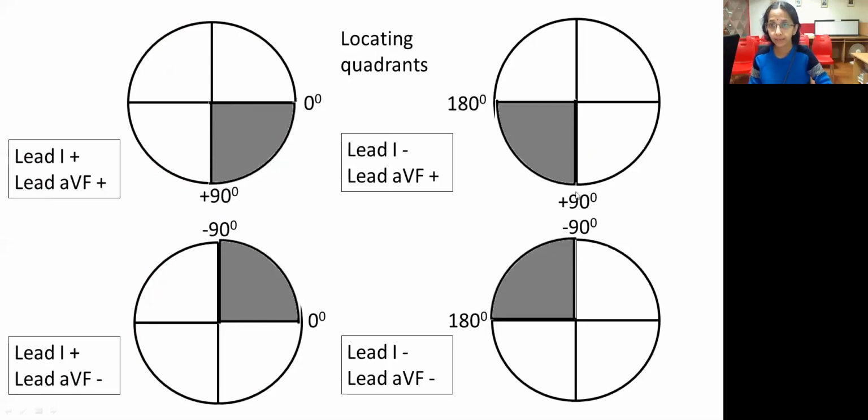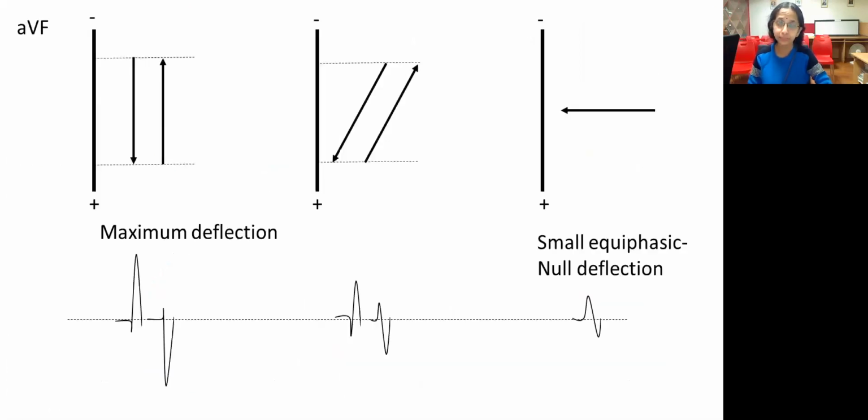Similarly, if you have lead 1 negative and AVF positive, then you are going to be between plus 90 to 180 degrees, that is the right lower quadrant. And if it's negative in lead 1 and negative in lead AVF, then it's going to be the right superior quadrant, that is between minus 90 degrees and plus 180 degrees. Now this locating of quadrants is the first initial step which helps us concentrate on this area, and after that you can look forward to further ways of fine-defining your axis.